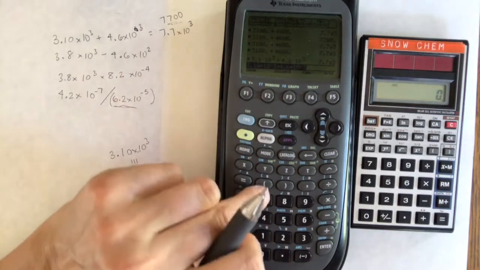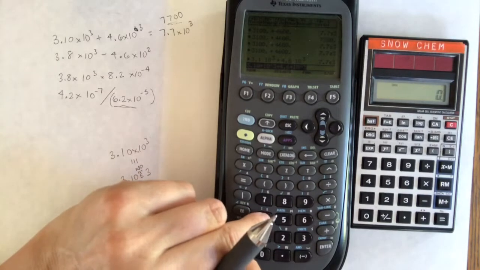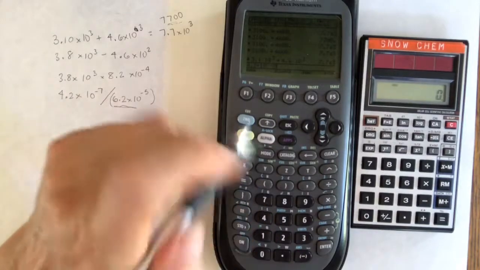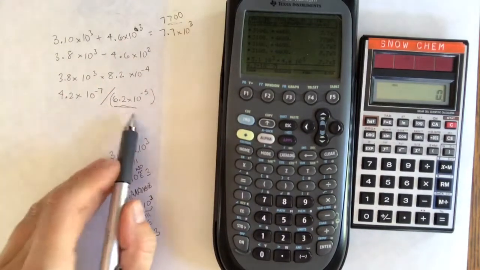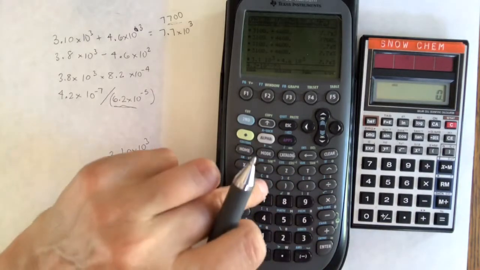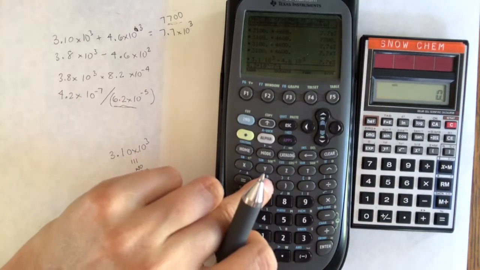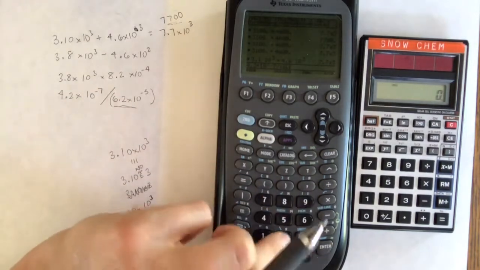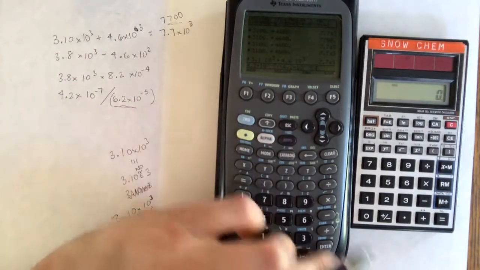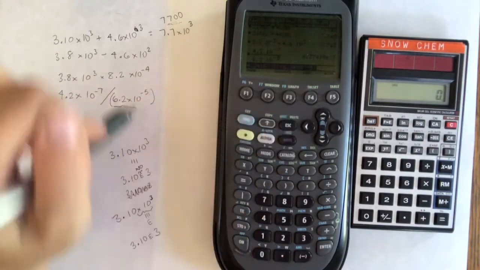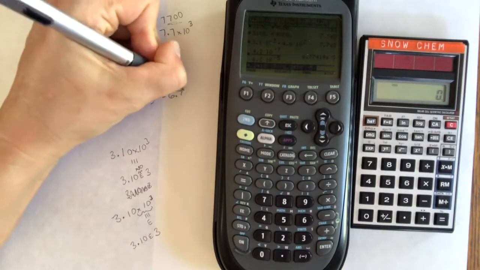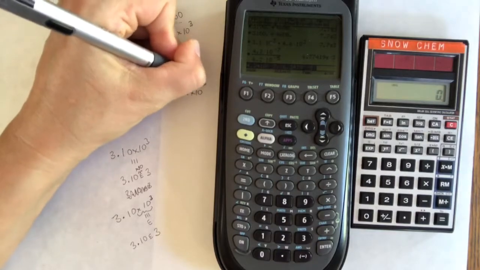So I'll just show you that. The first one, 4.2 times 10 to the negative 7. I'm doing this bottom one right now just to show you why you don't want to use 10 to a number. Divided by, and then we have to put brackets around this. So 6.2 times 10 to the negative 5. And we get 6.77 times 10 to the negative 3.